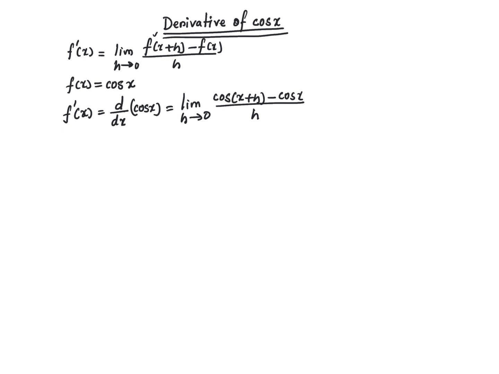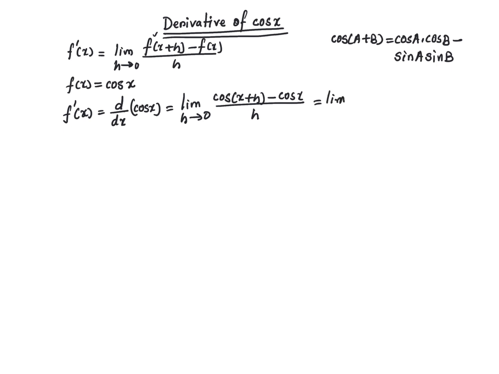Now you kind of have to remember your cosine formula for the sum of angles. Cosine of a plus b is cosine of a times cosine of b minus sine of a times sine of b. This is the formula. So using this, what we are going to get is this.